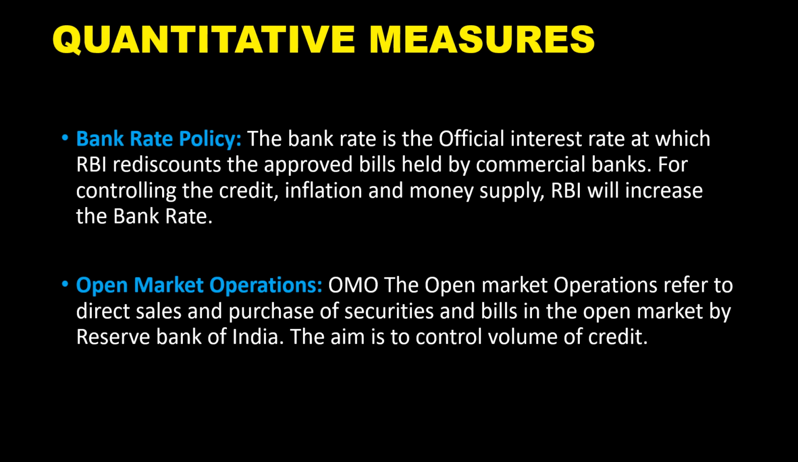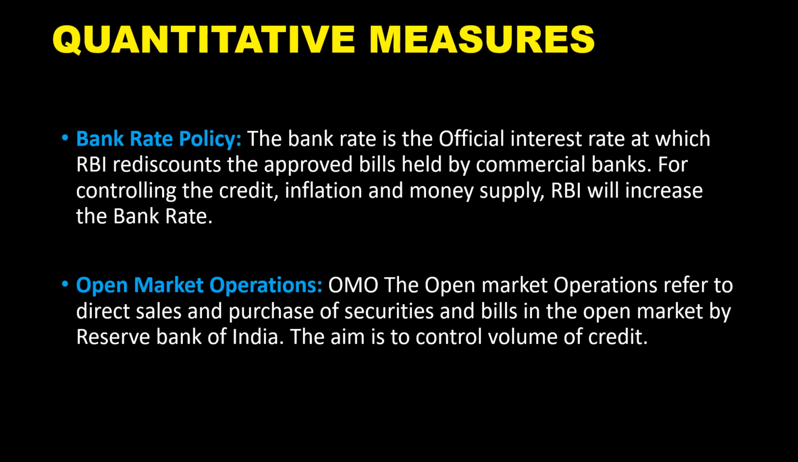They will sell some securities. When they sell some securities, the public will buy them by paying money. So all the money is collected by RBI. That means money goes to the RBI. If they're selling something, money goes to the RBI, so they can control the money supply.